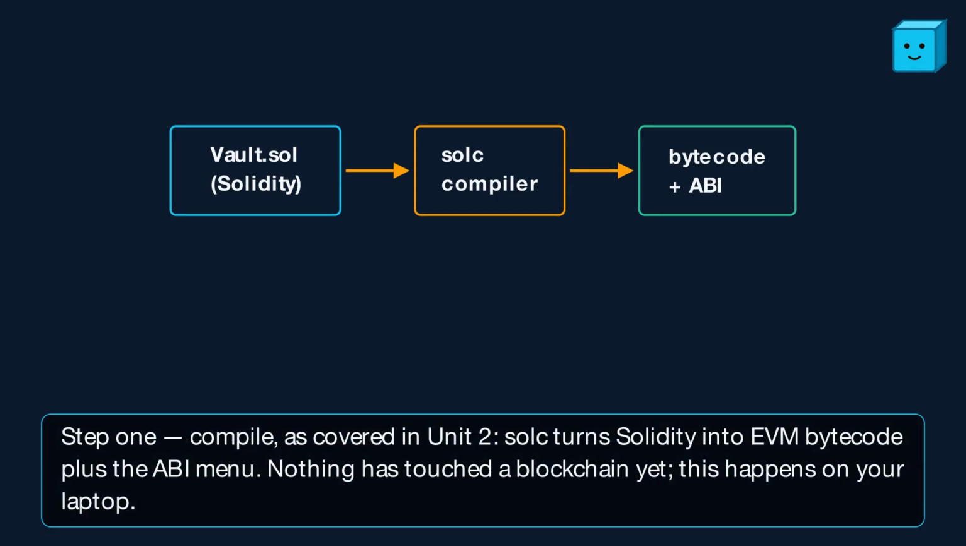Step 1. Compile. As covered in Unit 2, Solc turns Solidity into EVM bytecode plus the ABI menu. Nothing has touched a blockchain yet. This happens on your laptop.